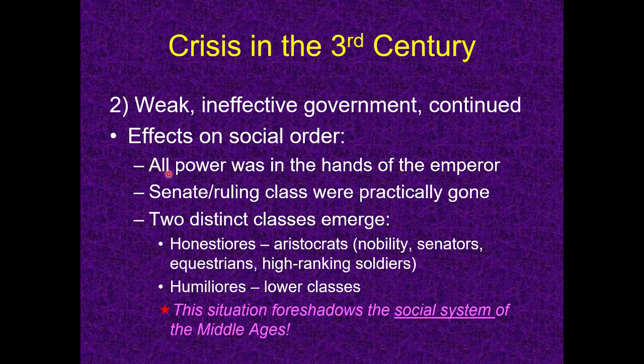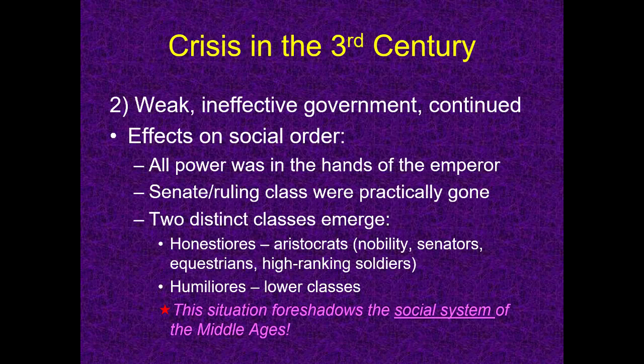So all power now, the Senate's really not doing anything by the time we get to 285. So all power is in the hands of the emperor. The Senate is just kind of gone. There are two distinct groups. There's the aristocrats who are basically living in fortified mansions in the countryside. They've moved out of the city and they're in fortified mansions. And then you've got all the lower classes. No longer is it the patricians and the plebs. It's the people with money that are hiding, and there's the lower classes who are just left to labor in Rome and other cities as those cities fall apart around them.